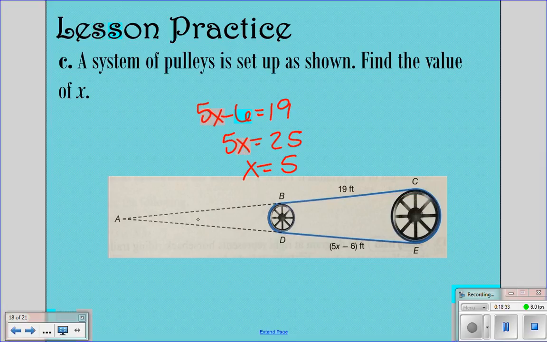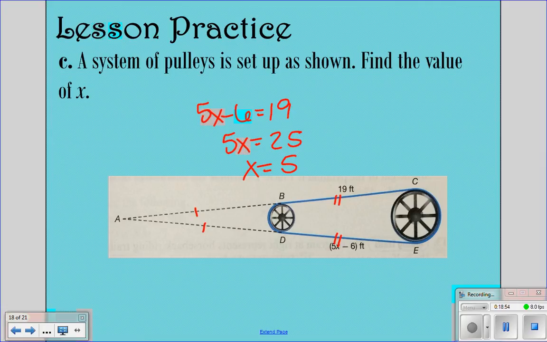These 2 segments that are dotted here and here are congruent, and then this whole segment from A to C is congruent to A to E. And so if these 2 pieces are congruent and the 2 total ones are congruent, that means that this segment has to be congruent to that one. So you can just set them equal to each other to find your x.